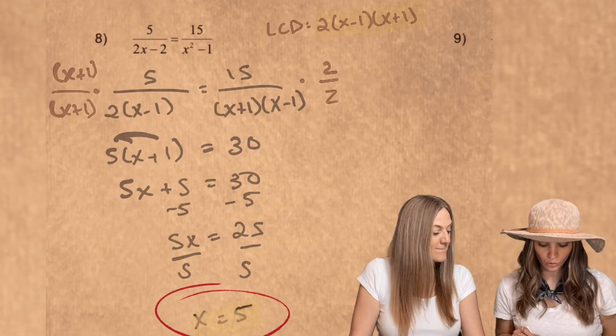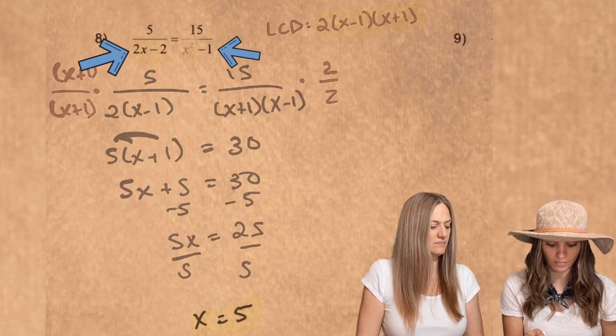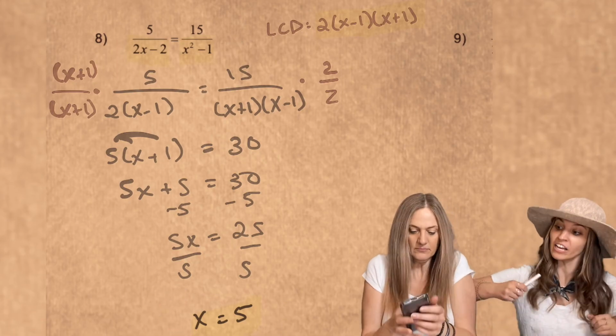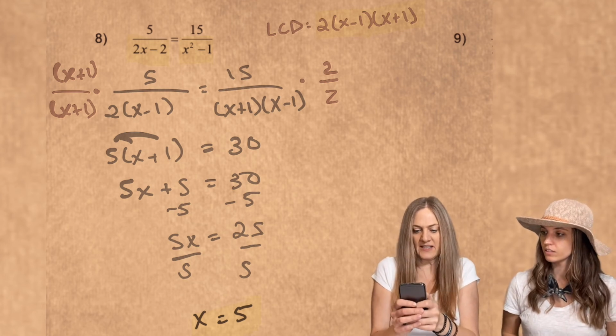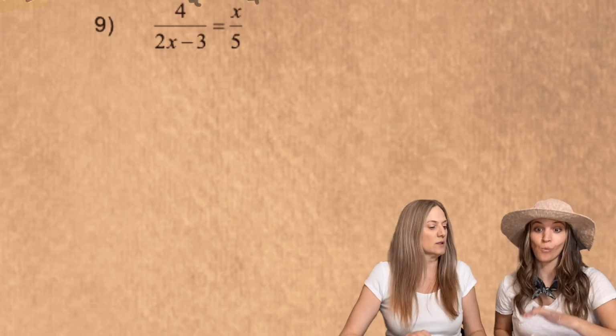Look at that, I got x equals 5, but I don't want to make a mistake again. Let's make sure this isn't extraneous. Check those denominators. We're good. Plug it in 5, plug in 5. Oh, it's getting late. Yes! Level 9! Level 9, last one.